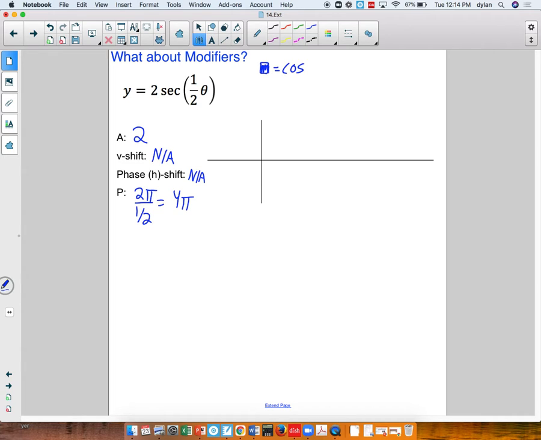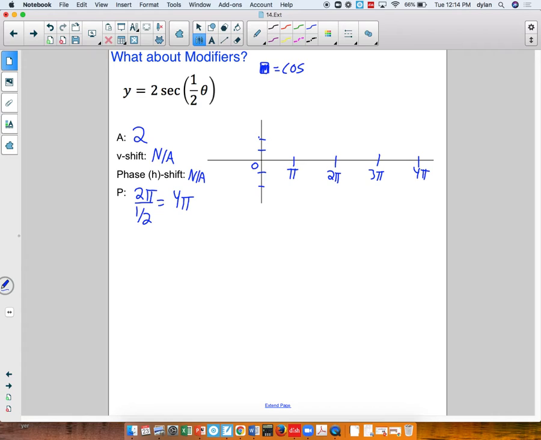So we'll put in our amplitude at +2 and -2. And our midline is going to be at 0 because there's no shifts. So in this case, cosine, we'll put in our 5 points as well here. We're going to start at 0, and we're dividing 4 pi rather than 2 pi. So our middle would be 2 pi, and then we have pi and 3 pi as well.